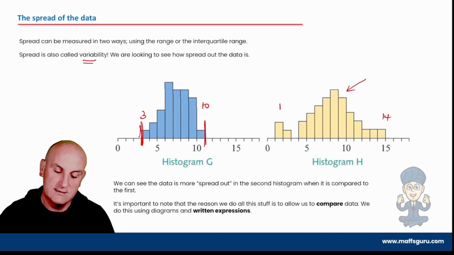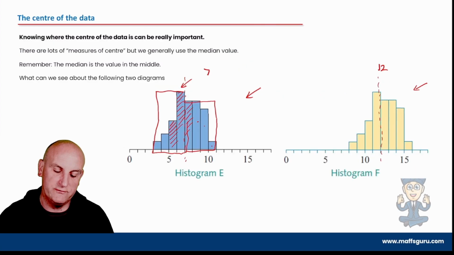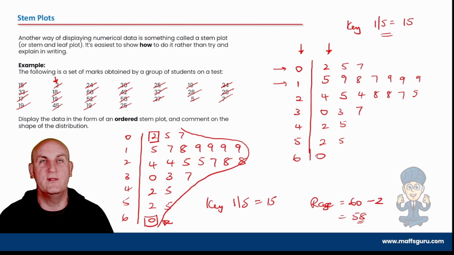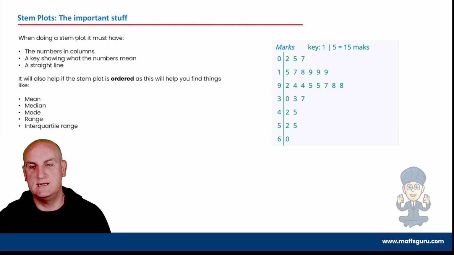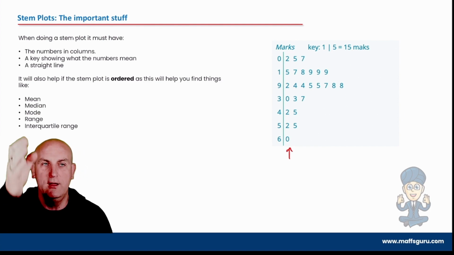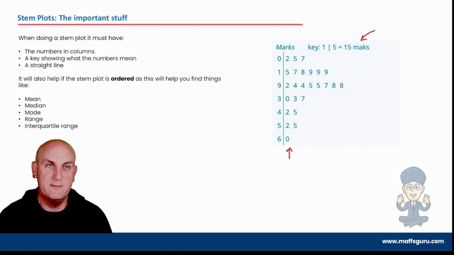Well, again, can't remember. Let's go back. There we go. It looks like that positive skew. It's more to the left. And so in that situation, I would say that that was positively skewed. Now, as I say here, the important stuff for a stem and leaf diagram is that the numbers are in columns, right? So all of these numbers, when you put them there, are all in straight columns. You must show your key. That is seriously, seriously important. And you must use a straight line. Use a ruler, please, guys.